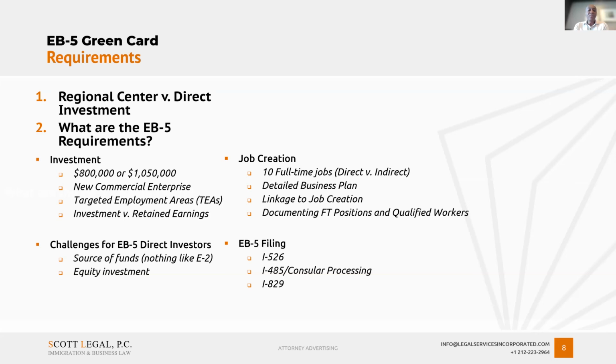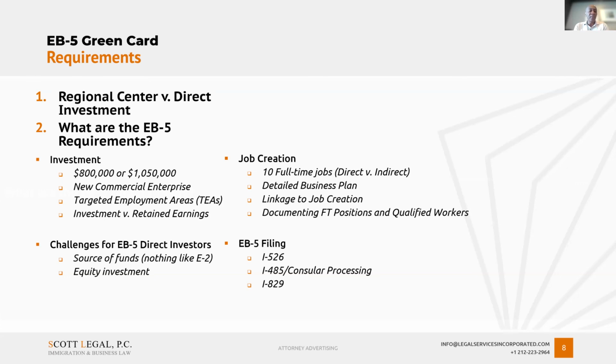The other big thing with EB5 is you have to create jobs, 10 full-time jobs. If you're doing the direct investment, you definitely need a strong business plan. Even a regional center is going to have a business plan. And the investment has to be linked to job creation. So that's something to keep in mind. And the 10 workers have to be full-time, and they have to be U.S. employees or green card holders.